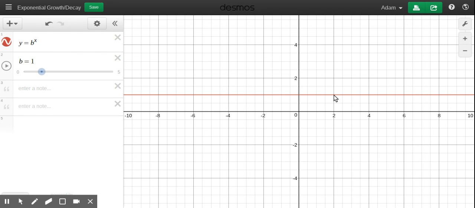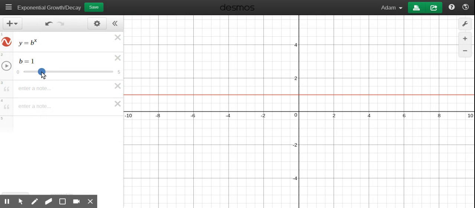If b is 1 and we put in, say, 2 for x, we have 1 squared, which is 1. If we put in 4 for x, we have 1 to the 4th, which is 1. If we put in negative 8 for x, we have 1 to the negative 8th, which is still 1.